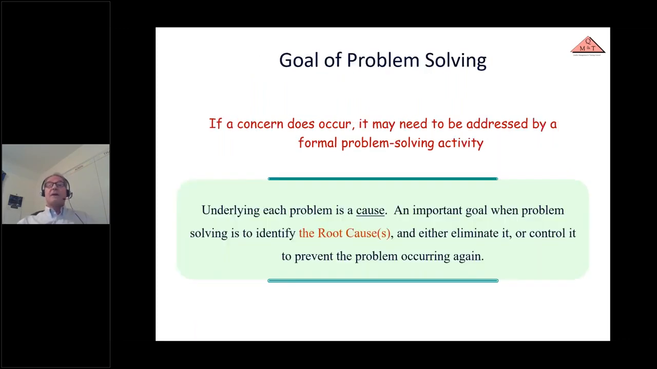However, if a concern does occur, it may need to be addressed by a formal problem solving activity. And it's important to recognise that underlying each problem is a cause. An important goal when problem solving is to identify the root cause and either eliminate it or control it to prevent the problem happening again. So that is a really key thing for the team to focus on.